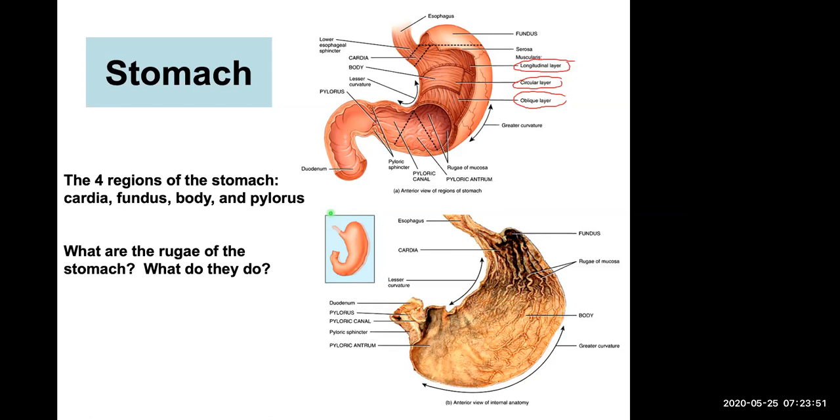And then if you look at the inner lining of the stomach, it's got these highly folded structures. And so I'm exaggerating the folds, but inside the stomach, you've got all of these folds, okay? And so those folds are called rugae.